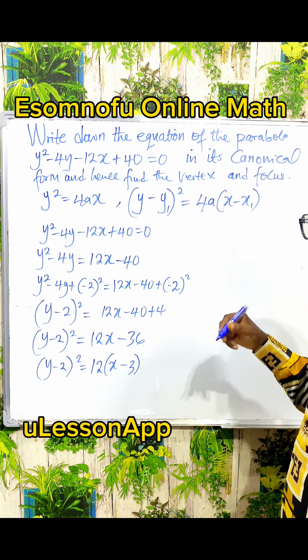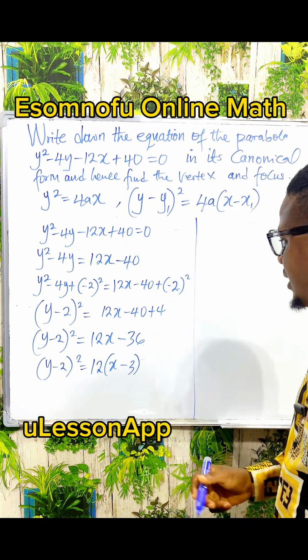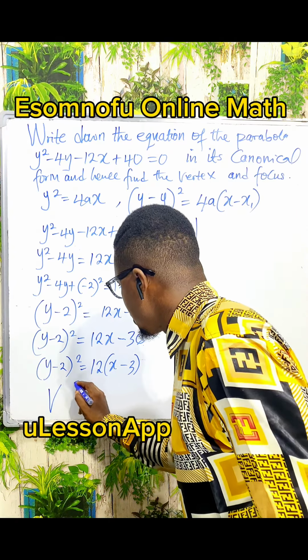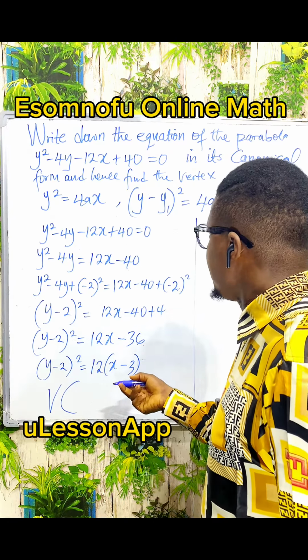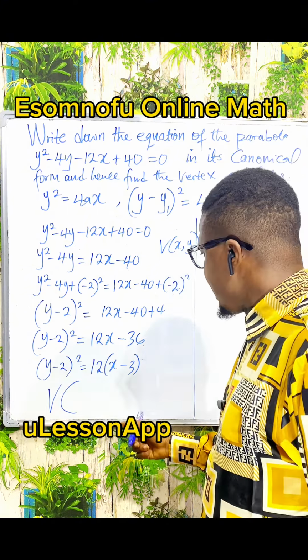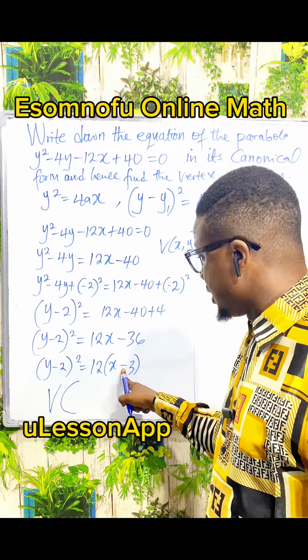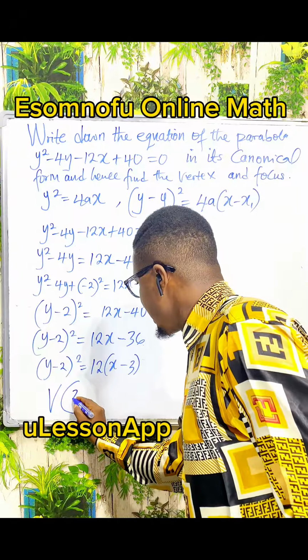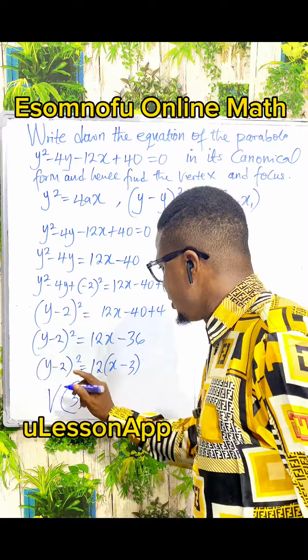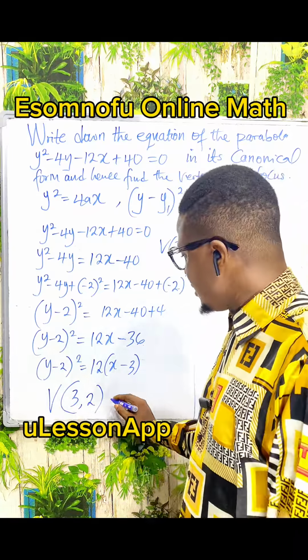Comparing it with this, if you want to get the vertex of this parabola, the vertex V should be (x, y). You know, vertex is always x comma y. And what's x? The x here. Remember, when it is negative, it turns to positive. Take note, this is minus 3. So we shall have 3 comma, and this is minus 2. You have to remember that x comes first before y. So this is our vertex.